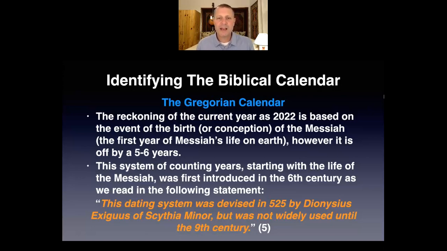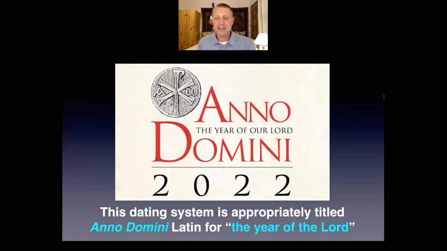So this system of counting years, starting with the life of the Messiah, was first introduced in the 6th century, as we read in the following statement. Quote, this dating system was devised in 525 by Dionysius Exiguus of Scythia Minor, but was not widely used until the 9th century. So this dating system is appropriately titled Anno Domini, Latin for the year of the Lord, or Anno Domini Nostri, which is the year of our Lord.